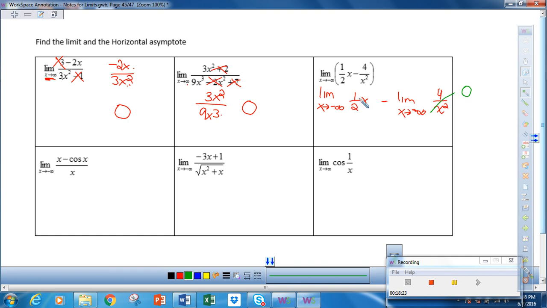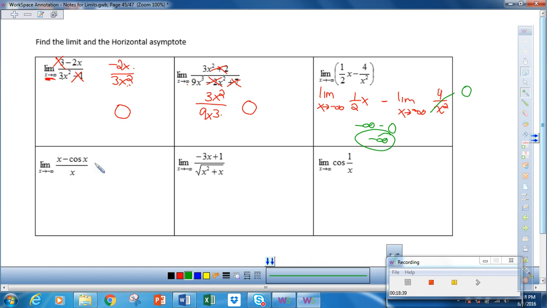And this is going towards infinity because it's 1/2 of infinity, which is just infinity. And it's going towards negative infinity because it's going towards negative infinity. So this becomes negative infinity minus 0, if you will. So my answer is simply negative infinity.